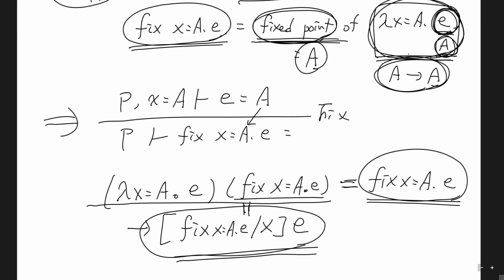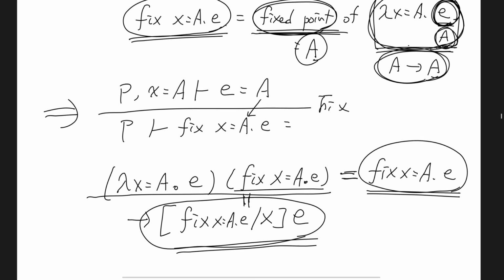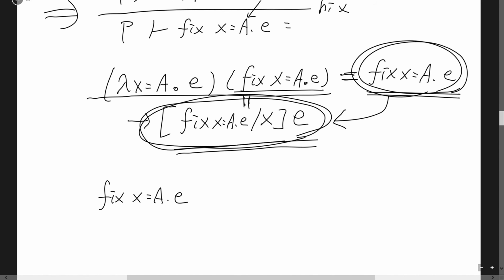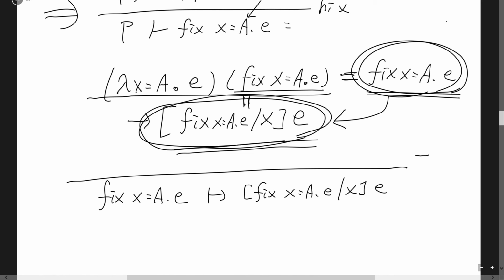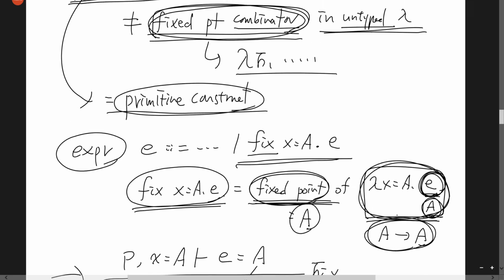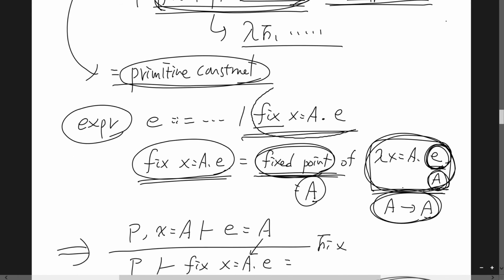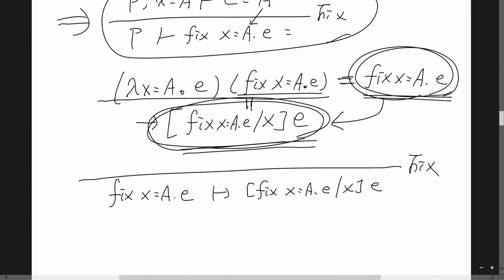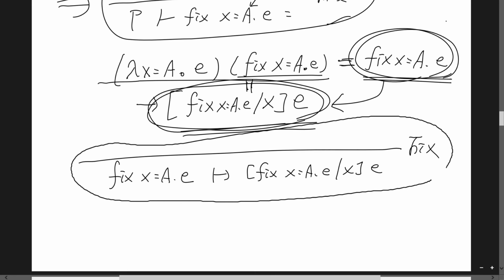And this observation gives us a reduction rule for the fixed point construct. So the fixed point construct fix x a dot e is going to reduce to this expression over here. So this is the reduction rule for the fixed point construct. Now we have the syntax for the fixed point construct. We have the typing rule for the fixed point construct. Finally, we have the reduction rule for the fixed point construct.